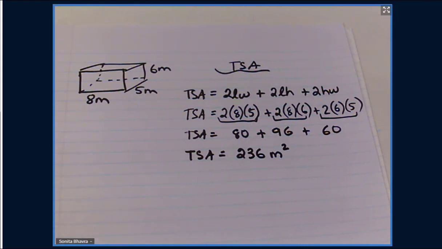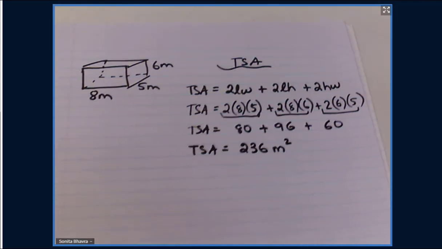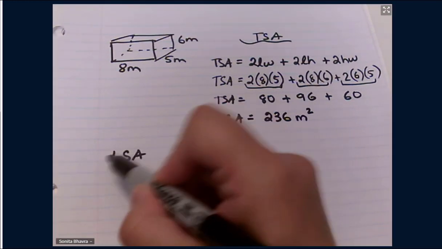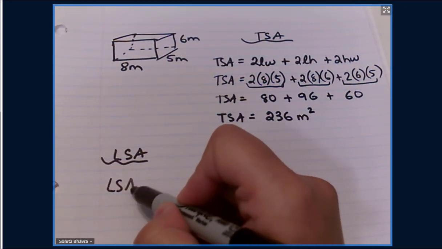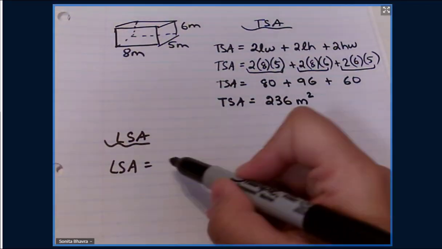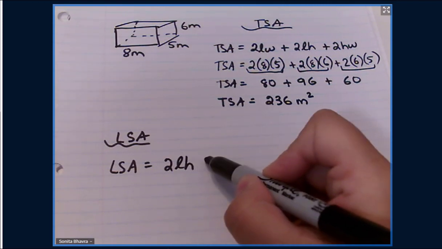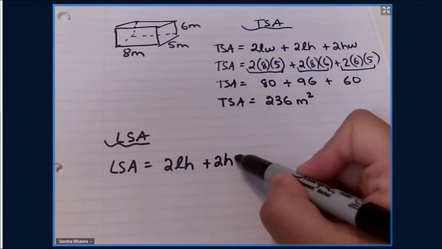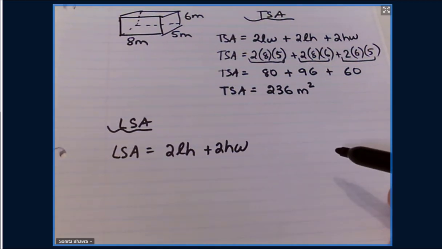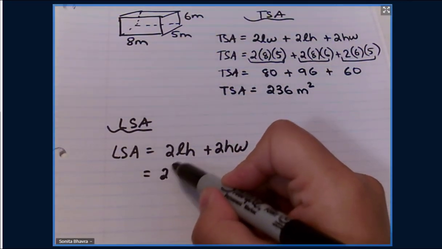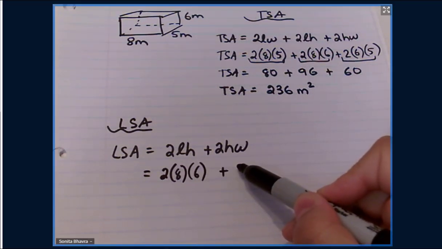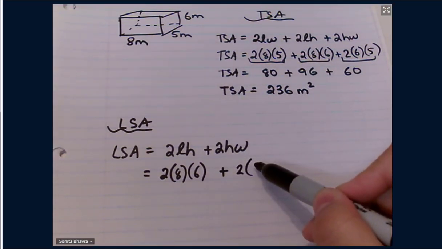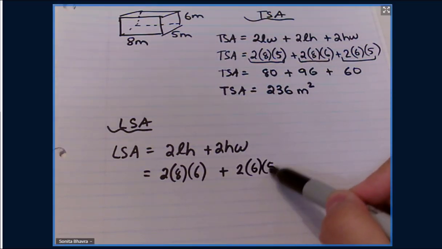Next, we can also calculate the lateral surface area. The lateral surface area does not include the top and bottom base, okay, just the lateral sides. So LSA, lateral surface area, is equal to 2 length times height plus 2 height times width. Okay, so next we can substitute. Our length is 8, our height is 6, and then our height times width is 2 times 6 times 5.